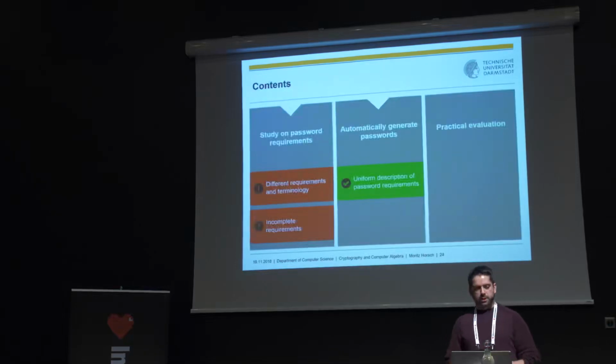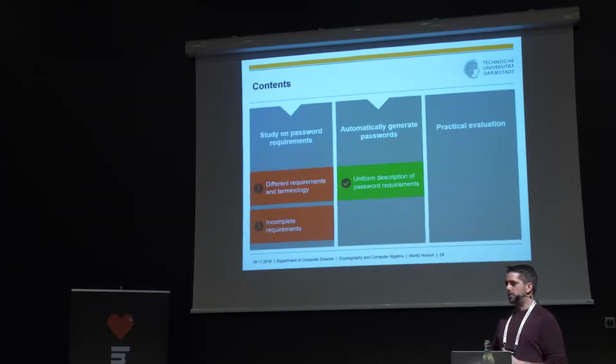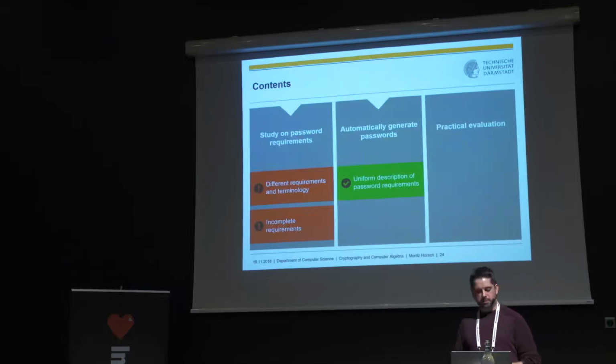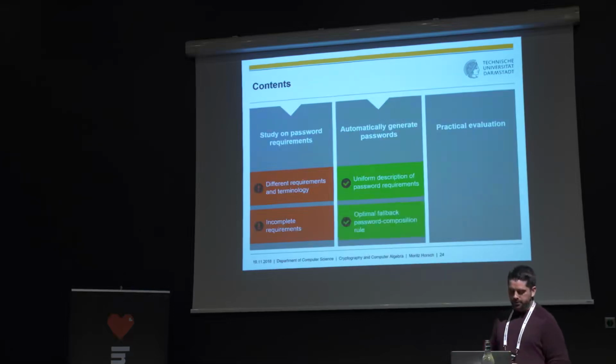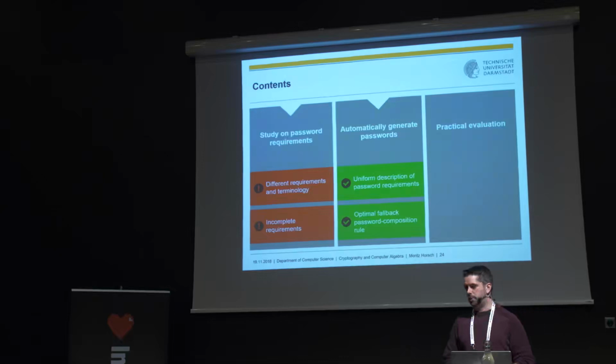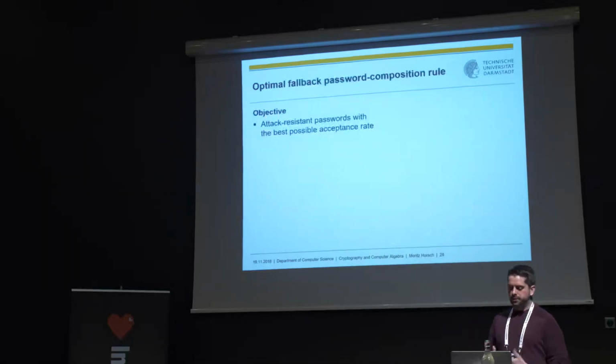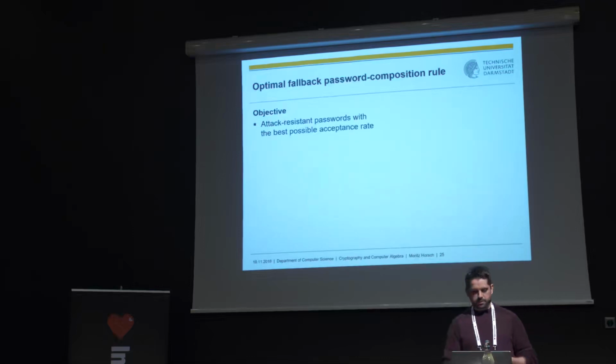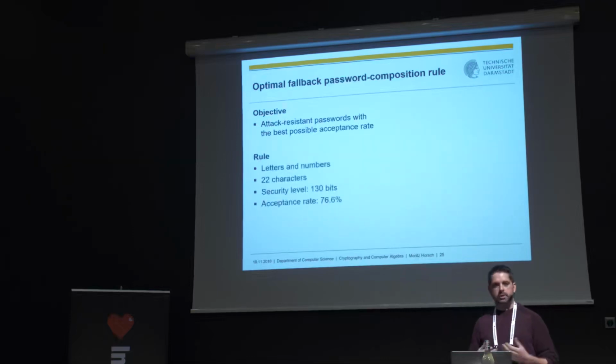So with these PRDs, we can cope with the problem that the services use different requirements. But as I said, the bigger problem is that we don't know the requirements of the services. To cope with this, I developed this optimal fallback password composition rule. The objective of this rule is to generate attack-resistant passwords with the best possible acceptance rate. The rule says: use letters and numbers and 22 characters. This provides you with passwords with a security level of 130 bits, so attack-resistant passwords, and an acceptance rate of 76.6%.